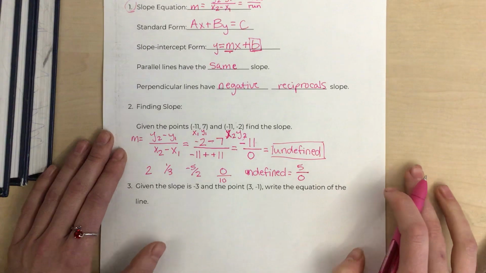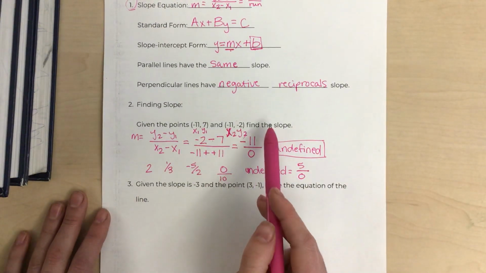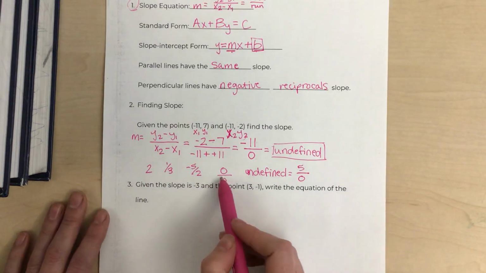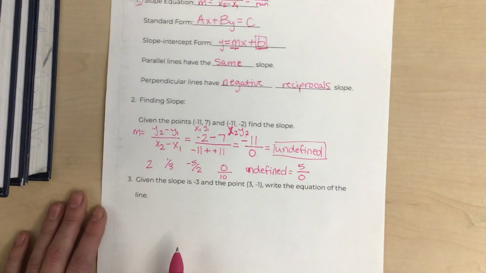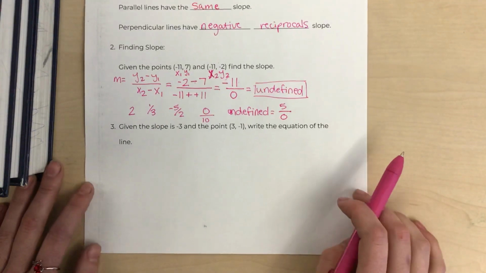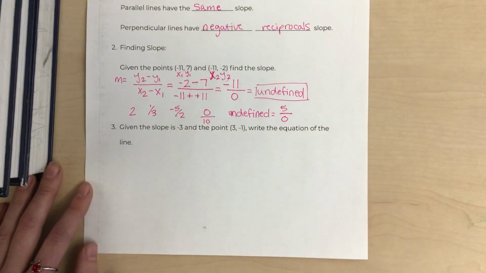So the second problem you'll see will give you 2 points, and it will ask you to find the slope. So you'll either put in a number, a fraction, might be 0, it could be undefined. The third problem on this quiz, you'll be given the slope, and you'll need to use a point to write the equation of the line.